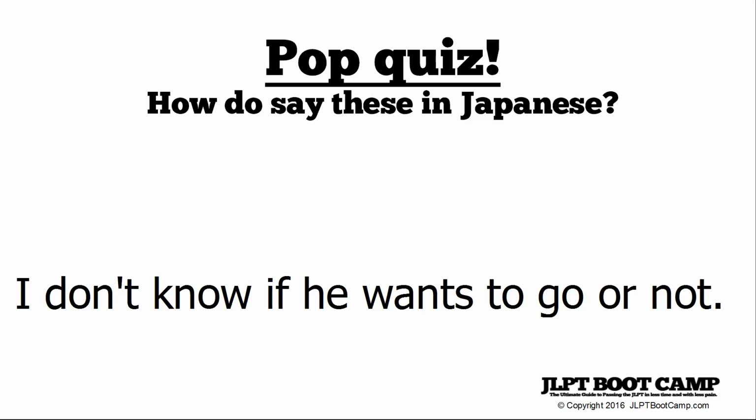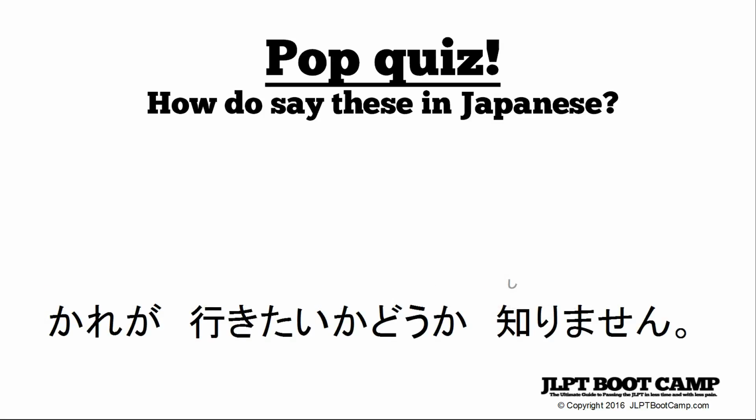In Japanese, that would be kare ga ikitai kadoka shirimasen. So kare is he, ga is the subject marking particle. Ikitai is want to go. Of course, you're using iku, the verb for to go. You take the masu stem, iki, and add tai to mean I want to. I want to go, or somebody wants to go, he wants to go. Kadoka, whether or not, and shirimasen is I don't know. So I don't know if he wants to go or not.